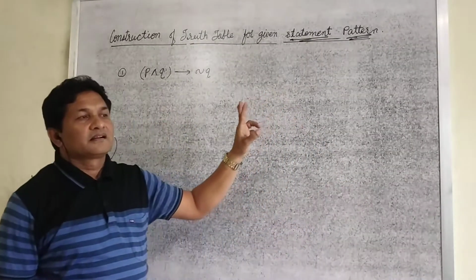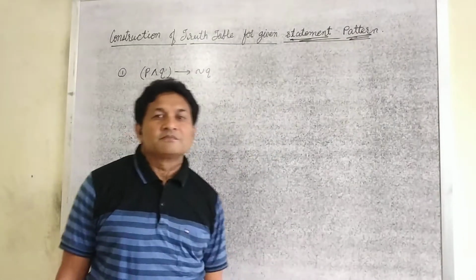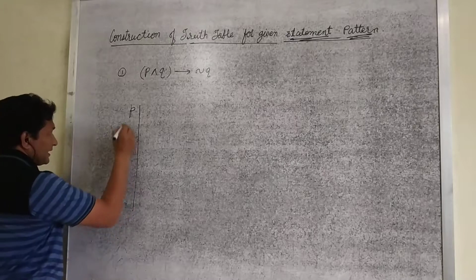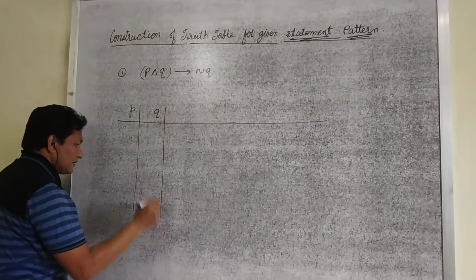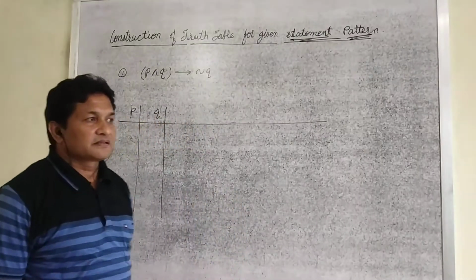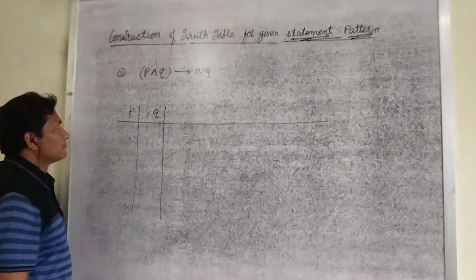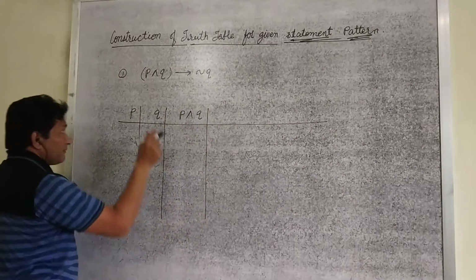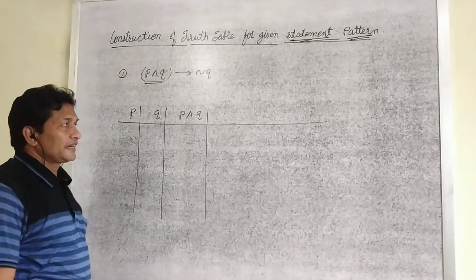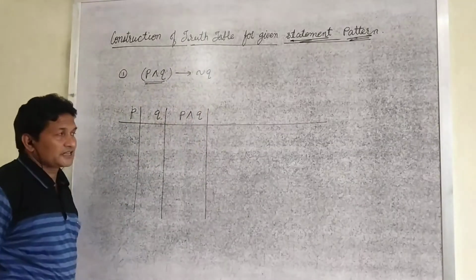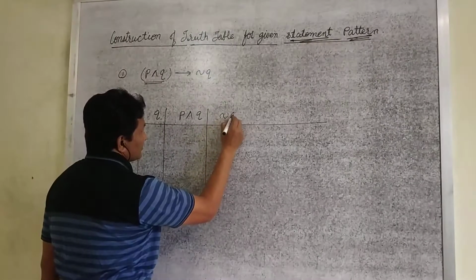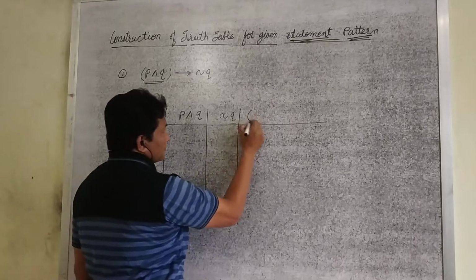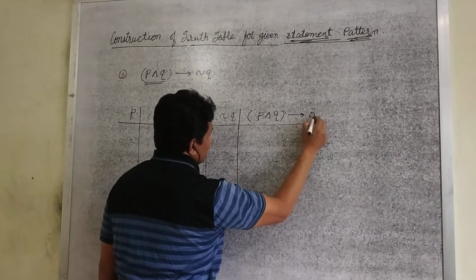Then there is a use of Q, but it is negation. Basically there are only two statements, P and Q. So first draw the column for P, next draw the column for Q. After getting the columns of the basic statements, now use the combination. First find the value of P and Q. This bracket is joined with negation Q, but here we don't have the column for negation Q, hence first find the value of negation Q. Then join the two brackets by implication: (P and Q) conditional negation Q.